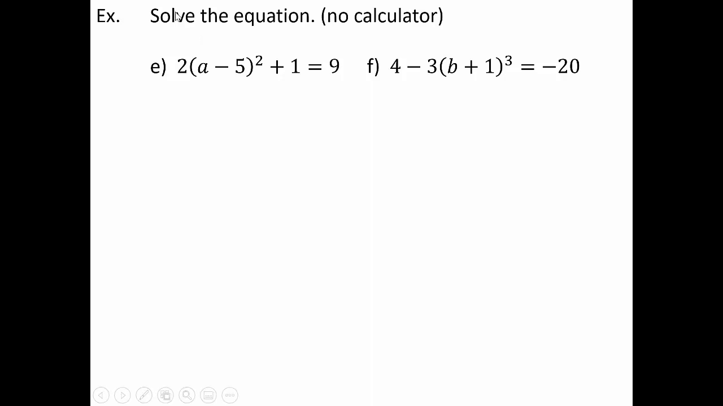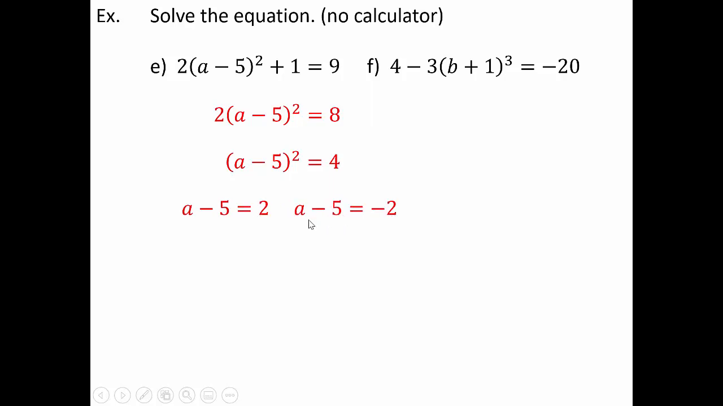Let's get the variable by itself. The first thing I'm going to get rid of is the 1 by subtracting, and then divide by 2, and then take a square root. Keep in mind, anytime you take a square root, there are 2 possible answers. In this case, positive 2 and negative 2. Because there are 2 possible answers, I'm going to break this into 2 separate problems. A minus 5 equals positive 2. A minus 5 equals negative 2. Add 5 to get the a by itself. I'm going to get 7 and 3.